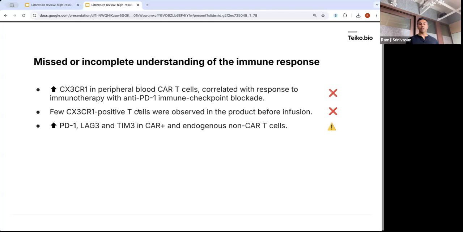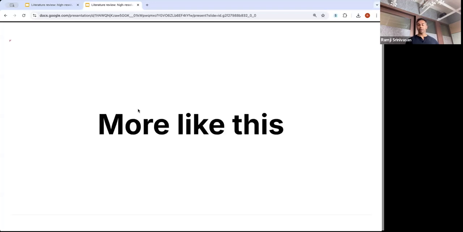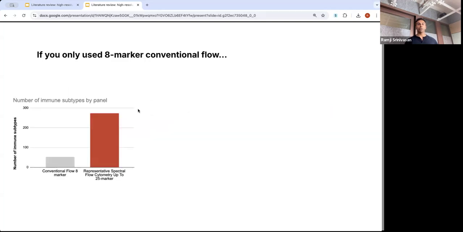So hopefully this gives you a quick tour. There are several more like this in the literature, and you can see these. If you only use 8-marker conventional flow, on the left-hand side, you can see a conventional flow 8-marker, and then a potential representative spectral flow cytometry, which can cover up to 25 markers. You get a much higher and higher resolution, depending on the number of immune subtypes you capture.